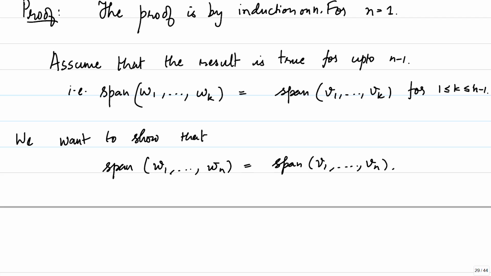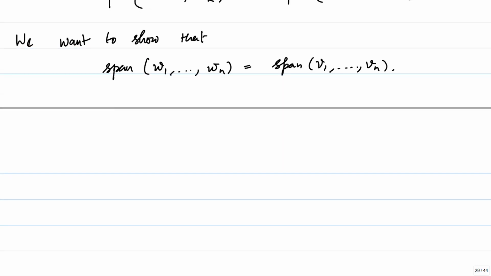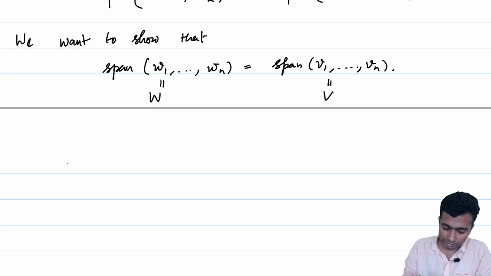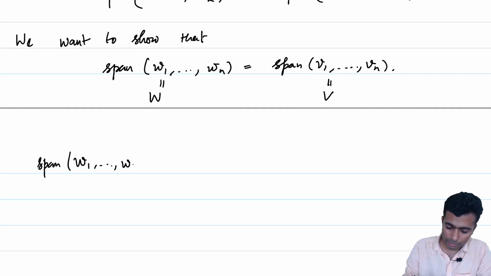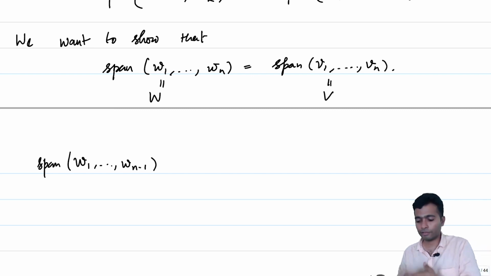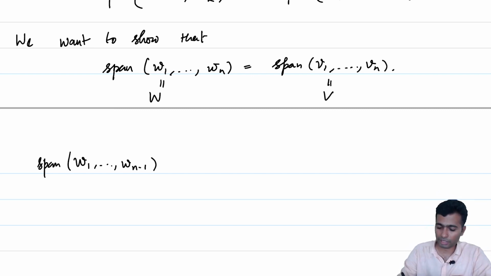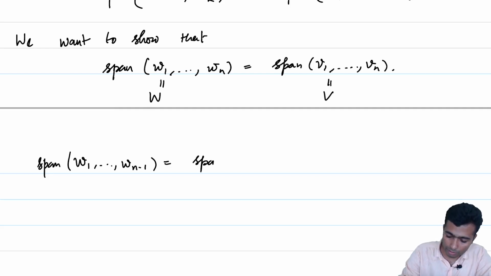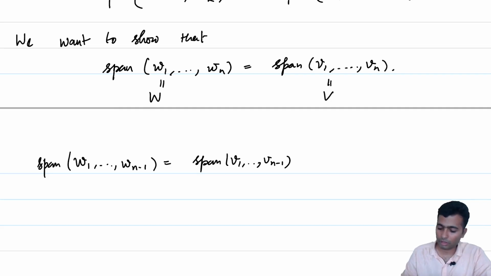Alright, so let's see what to do. Let's give some names to these spaces. Let's call this capital W and let's call this capital V. Then what do we have? We have that the span of W1 to Wn minus 1 is the span of V1 to Vn minus 1 by our induction hypothesis. This is equal to the span of V1 to Vn minus 1.